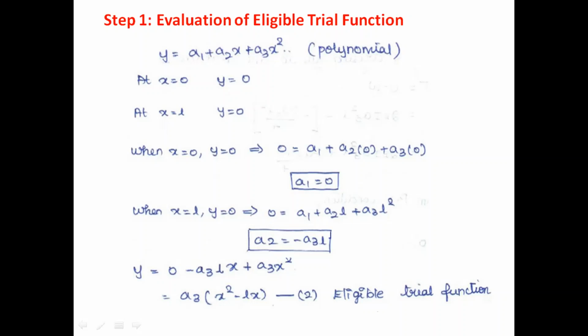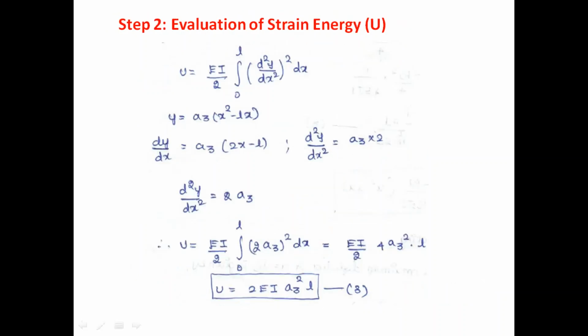After knowing this eligible trial function, we are going to evaluate the strain energy and the work done. Let us see. For the evaluation of the strain energy, the expression we know is EI by 2 integral 0 to L (d square y by dx square) whole square dx. Now find the second order derivative of the eligible trial function. y is equal to a3 (x square minus Lx). So dy by dx: x square becomes 2x, Lx becomes L. Then differentiating again, d square y by dx square will be 2a3, because L becomes 0 and 2x becomes 2.